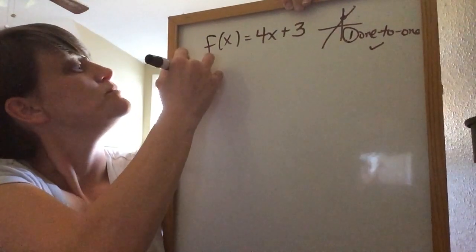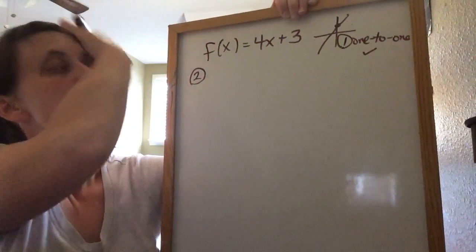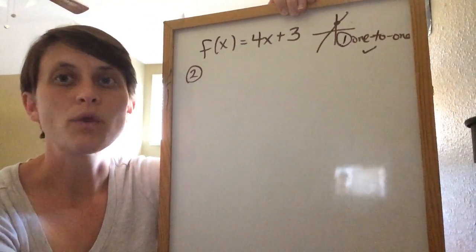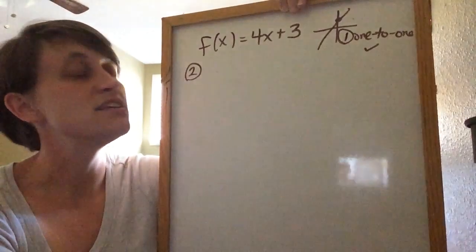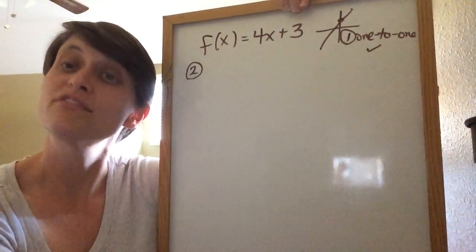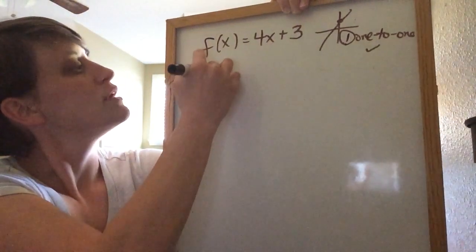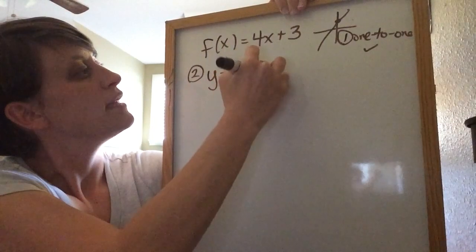Okay, step 2. We're going to simplify our notation a little bit here. So we have f of x equals 4x plus 3, but we could just as well write y equals 4x plus 3. That's perfectly fine. F of x is just a very specific version of the variable y. It's just one that tells you you're looking at a function. So we're going to replace f of x with y.